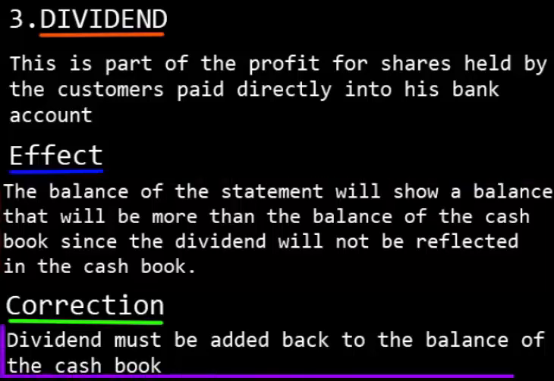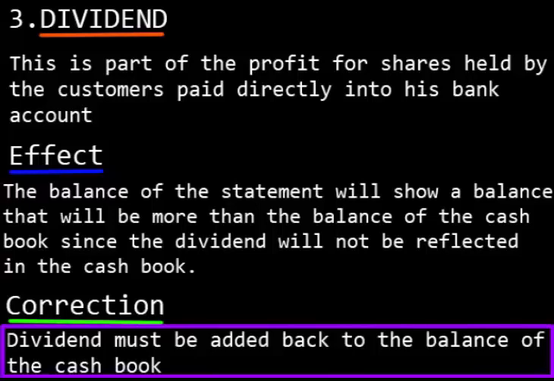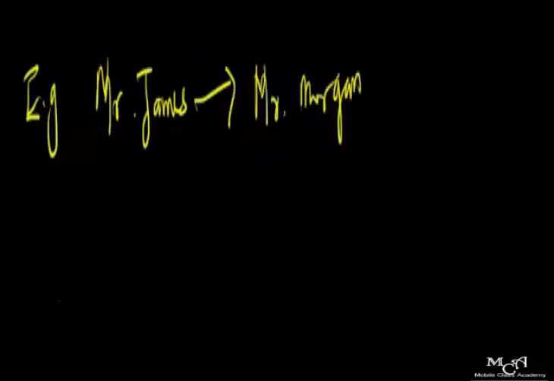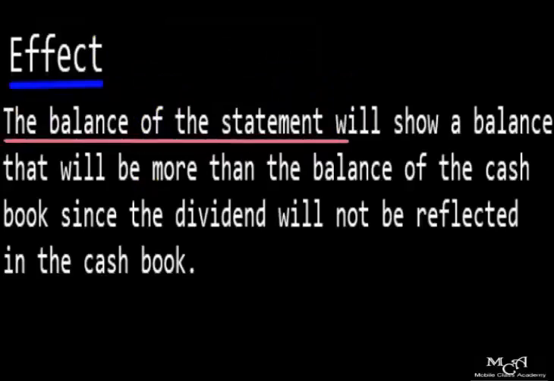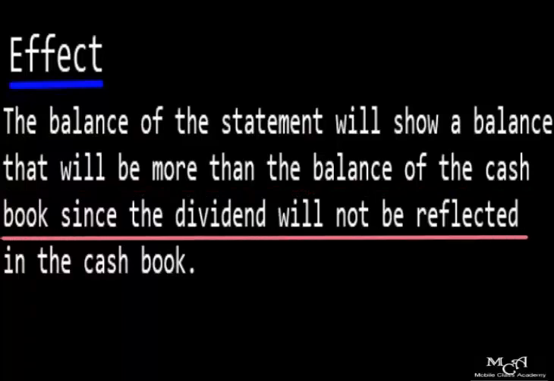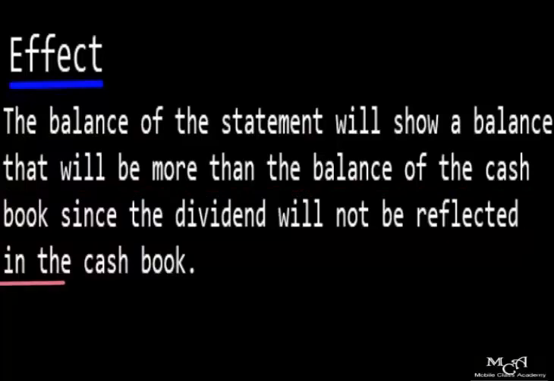Correction: dividend must be added back to the balance of the cash book. For example, let's say Mr. James made a payment directly to Mr. Morgan's account. As he said here, the balance of the statement will show a balance that will be more than the balance of the cash book, since the dividend would not be reflected in the cash book.